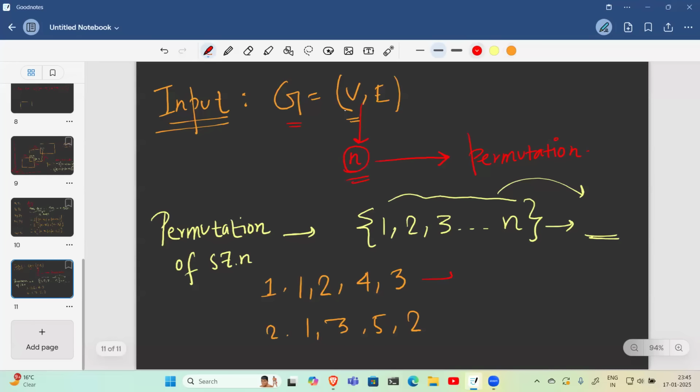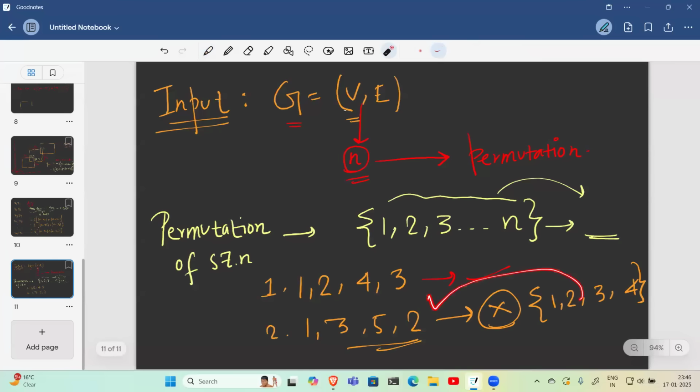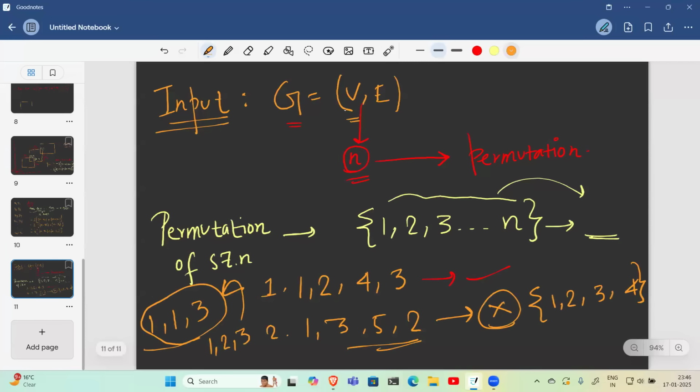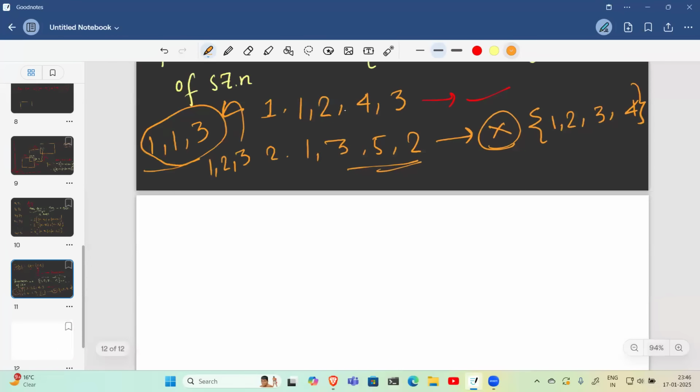The first one is a permutation. This is a permutation of length 4. The second one is not a permutation, because if it is length 4, this is not a valid rearrangement of 1, 2, 3, 4. You can't rearrange 1, 2, 3, 4 to get the array 1, 3, 5, 2. First of all, because how does this 5 appear? Second, you can't have repetitive elements in a permutation. So like 1, 1, 3 is also not a valid permutation, right? Because you can't reorder 1, 2, 3 in any way to get 1, 1, 3. So I hope the definition of permutation is clear.